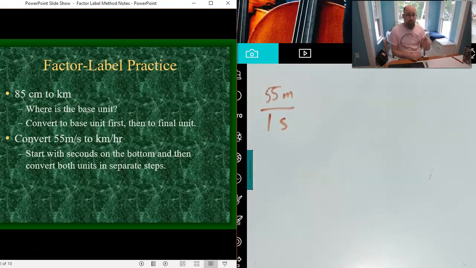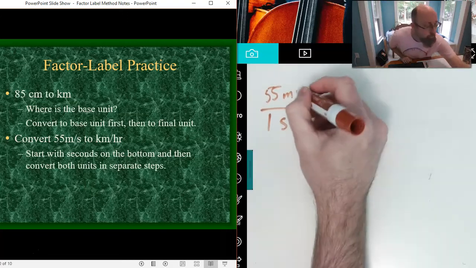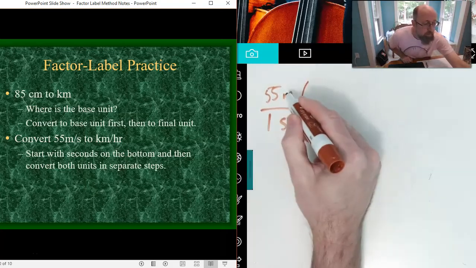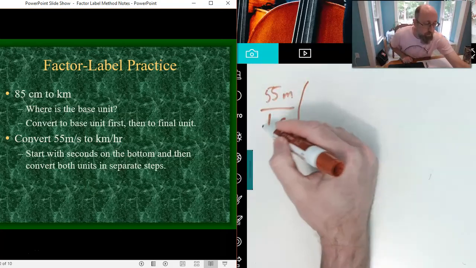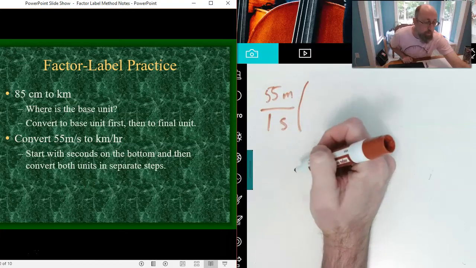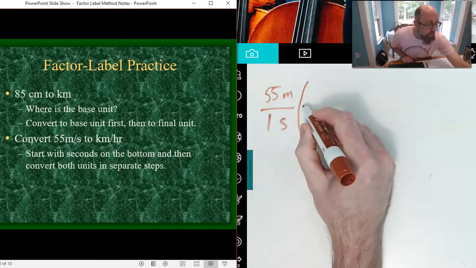And when you write it this way, it's a lot easier to see what you need to do in order to convert the units. So whenever we see per, like miles per hour, meters per second, grams per milliliter, we want to put that into a formal fraction format. So that's the number that I was given, 55 meters per 1 second, or 55 meters per second. And now I'm going to make my conversions.